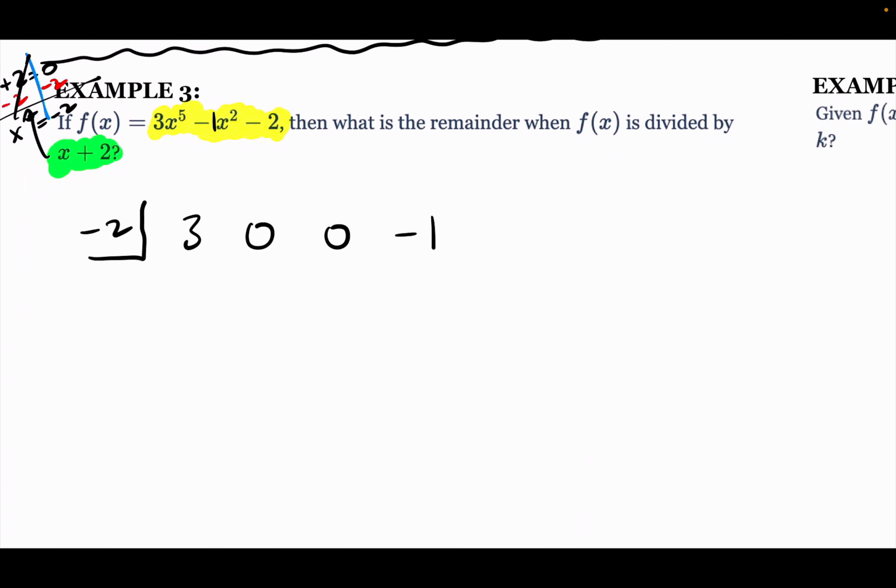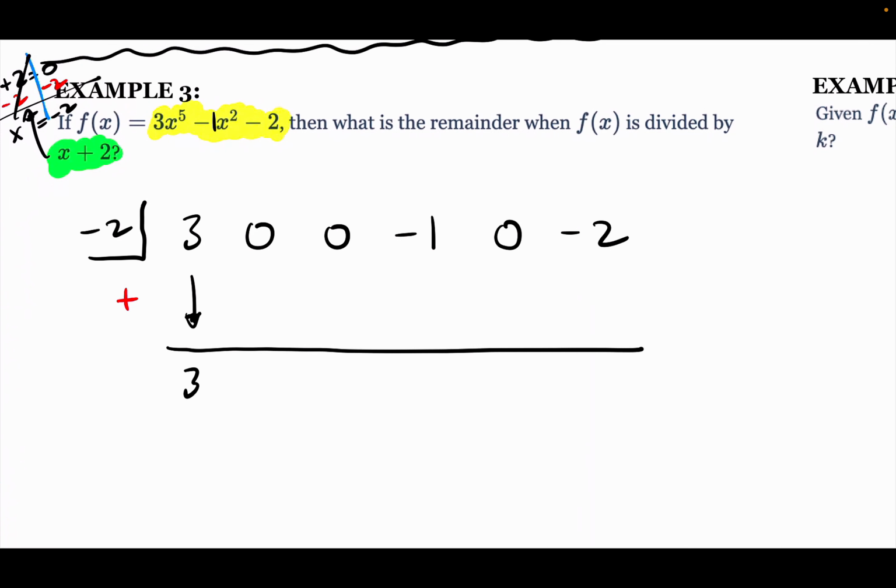And then I'm missing an x to the 1st, so I need another 0, and then negative 2. So remember those zeros. Okay. Drop the first guy down, put your plus sign, and you can get started. First guy always goes straight down.